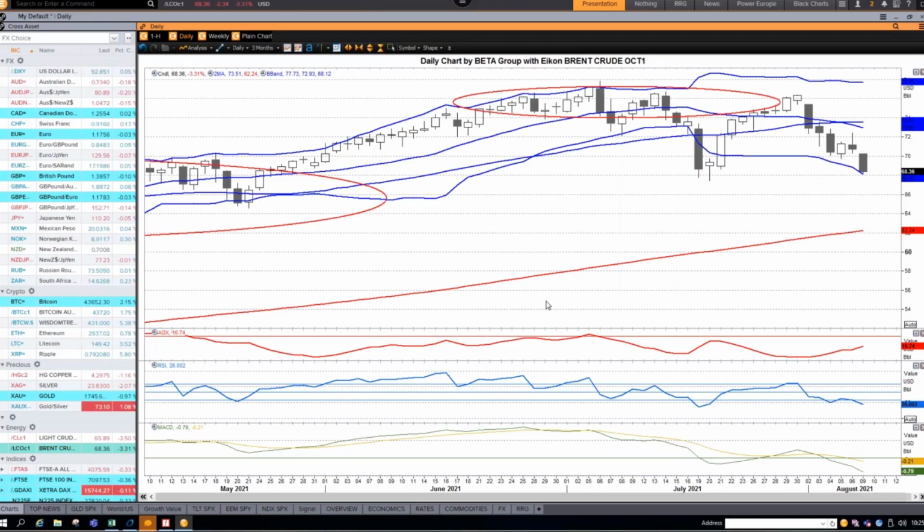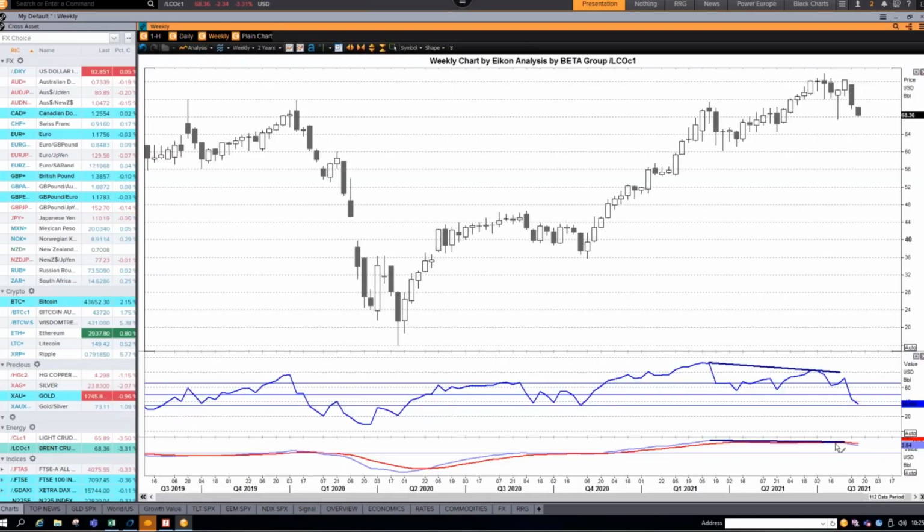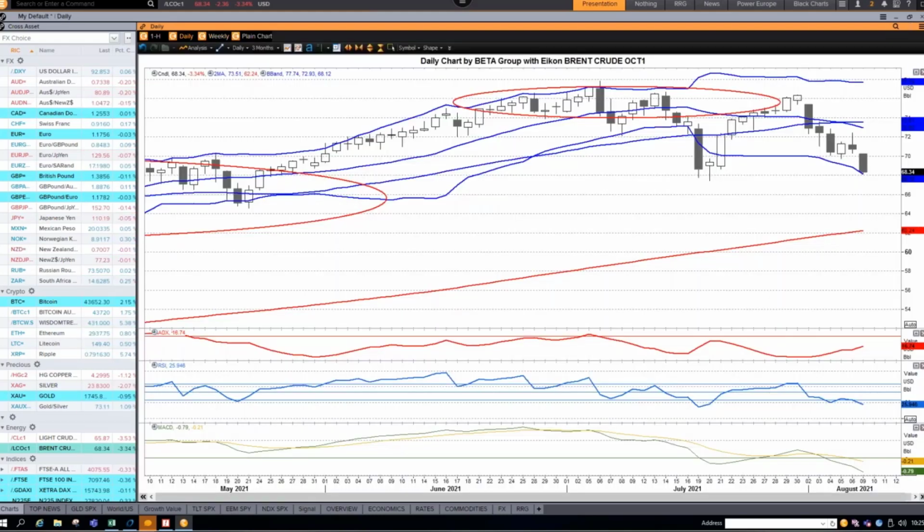So things have turned quite ugly in crude oil. The weekly MACD has been negative for a few weeks. We noticed the bearish divergence. We noticed all the warning signs that were there of a significant top, and now the top seems to be coming into reality.